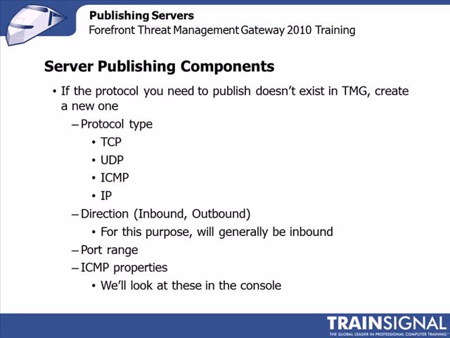In our case here for Global Mantix, the direction will generally be inbound communication that we're working with. You can then work with the port range, which is the TCP or UDP ports. For example, FTP is port 21, HTTP is port 80, SSL is port 443, and so on and so forth. And then the ICMP properties, and we'll take a look at those in the console in just a few minutes.